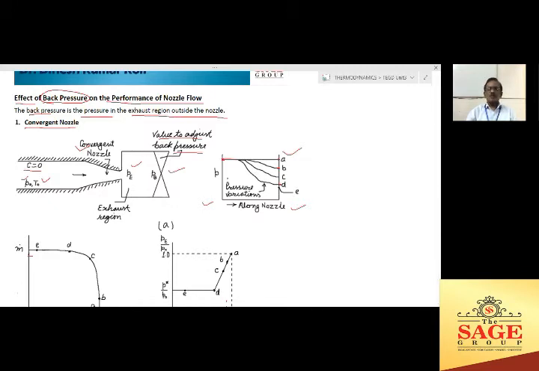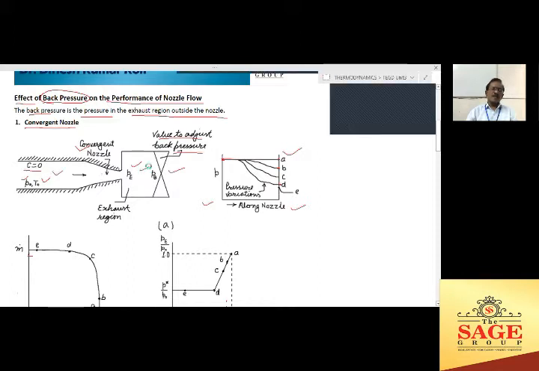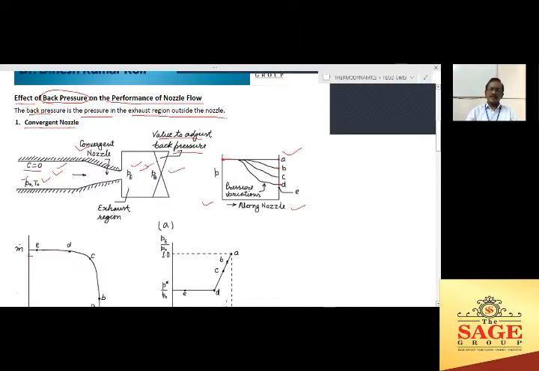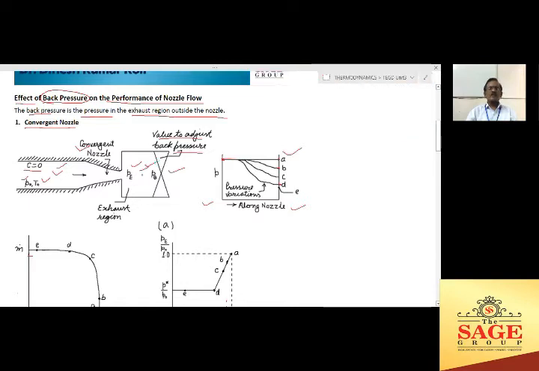Because there is no pressure difference, definitely the fluid will not flow. Inlet means here we are, and outlet means we are here at this exit side. When the pressure is the same at the inlet as well as at the exit side, the fluid will not flow. Now consider we are decreasing the back pressure by using this valve. When the pressure at the back side is decreased, definitely it will decrease the exit pressure PE also.